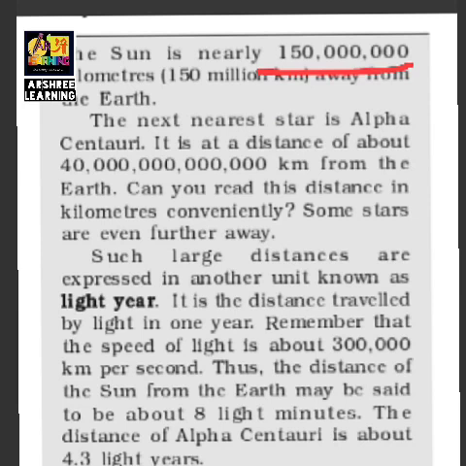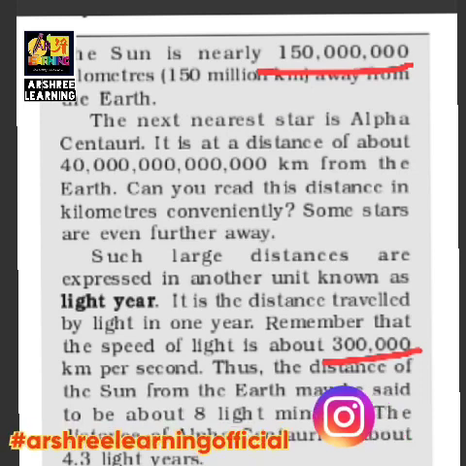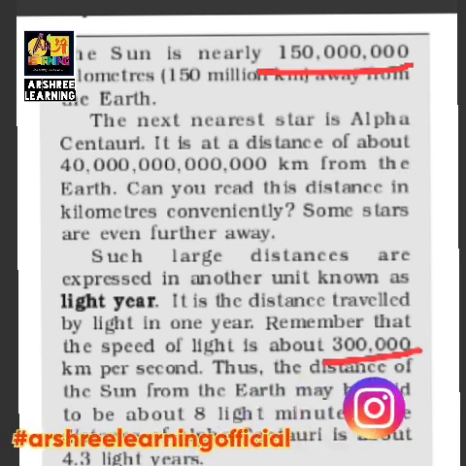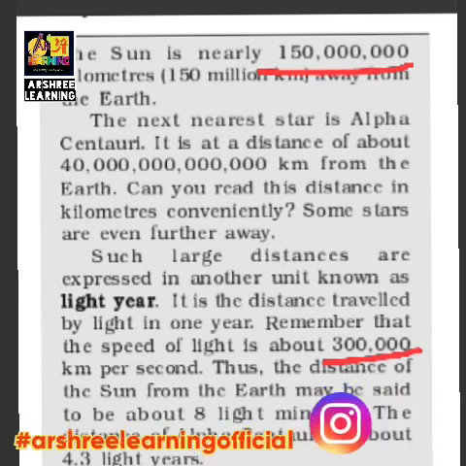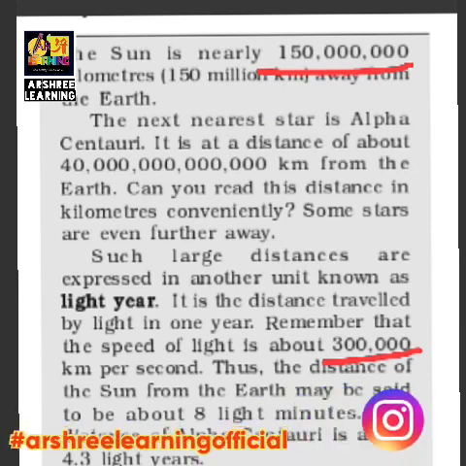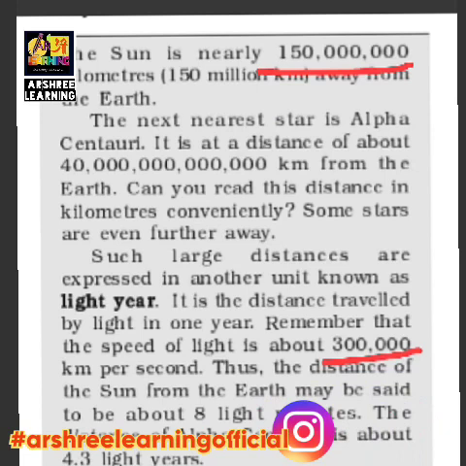A light year is the distance traveled by light in 1 year. We know that the speed of light is 3 lakh kilometers in 1 second. Therefore the distance of the sun from the earth can be calculated in light years or in light minutes. It has been found that the light from the sun roughly takes 8 minutes to reach the earth.